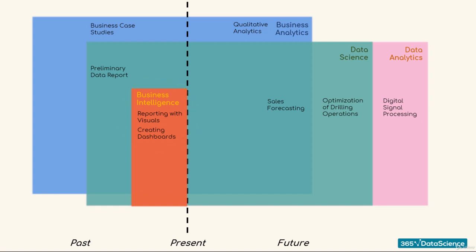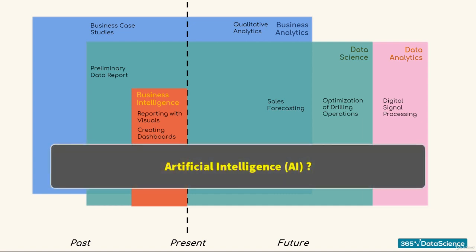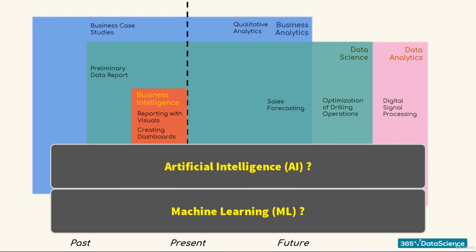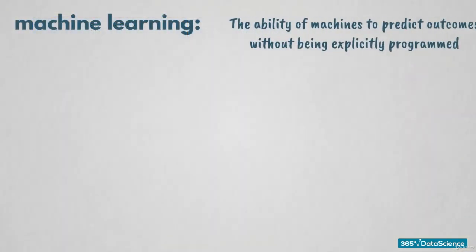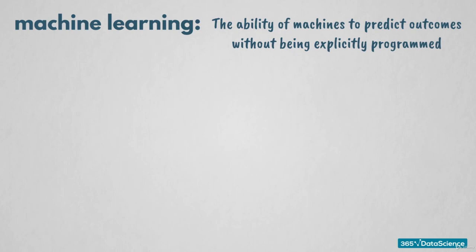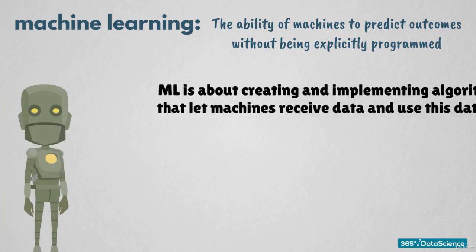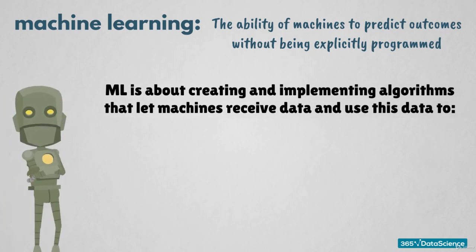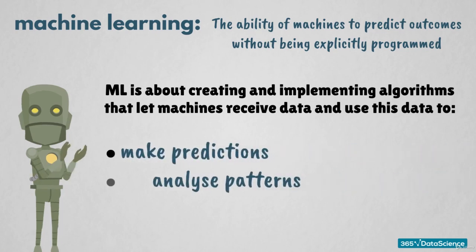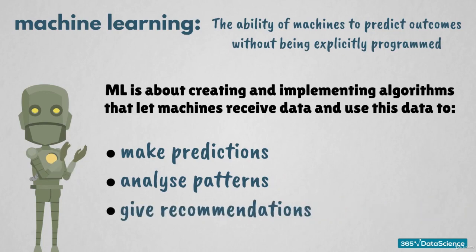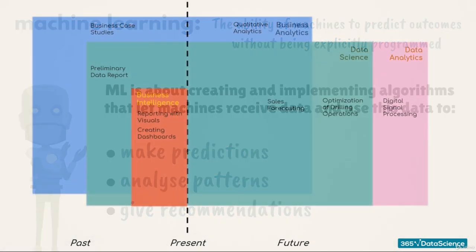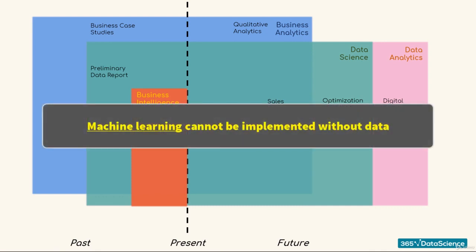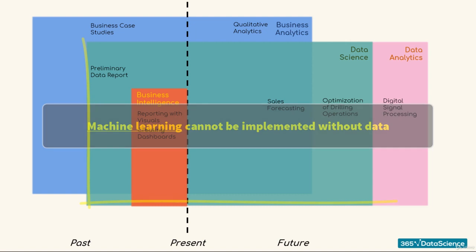Now, we delve into the controversial yet rapidly expanding field of artificial intelligence, AI, and its subfield, machine learning, ML. The ability of machines to predict outcomes without being explicitly programmed to do so is regarded as machine learning. Expanding on this, ML is about creating and implementing algorithms that let machines receive data and use this data to make predictions, analyze patterns, and give recommendations on their own. Machine learning cannot be implemented without data, hence, it should stay within data analytics completely.